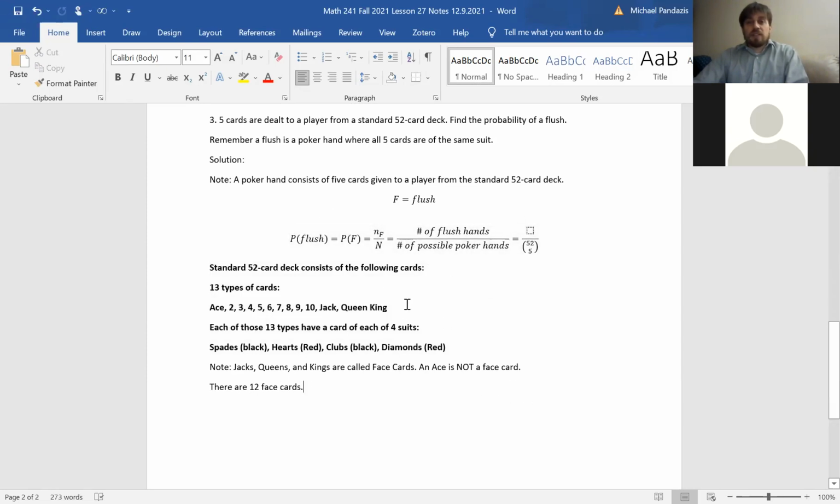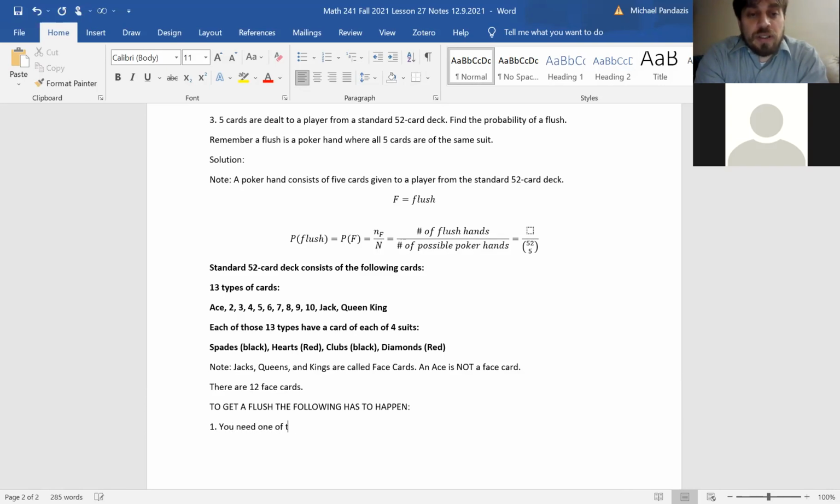So what we want is the number of flush hands. To have the number of flush hands, we want to choose 5 cards from the deck that are the same suit. To get a flush, you need one of the 4 suits in which all 5 cards are of that suit. So a flush can only be 5 hearts, 5 spades, 5 clubs, or 5 diamonds.